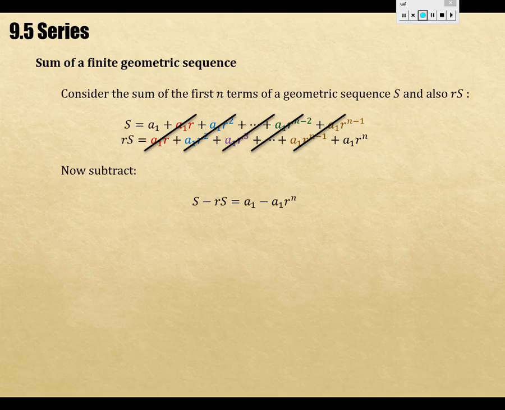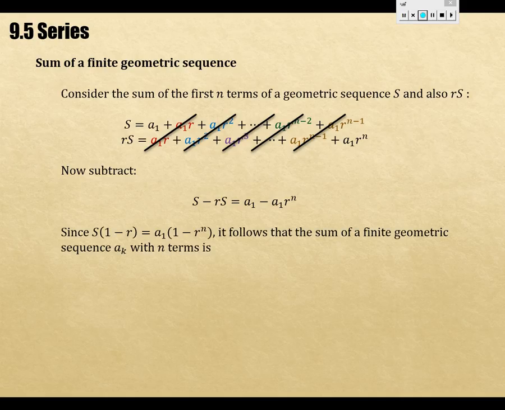So on the left we have S minus rS. On the right, everything goes away except for A1, and then we're subtracting this. The only thing we're subtracting that remains is A1 minus A1r to the n. Factoring out an S on the left and an A1 on the right, and then dividing by 1 minus r gives the result. There you go, in a box, for a geometric sum.